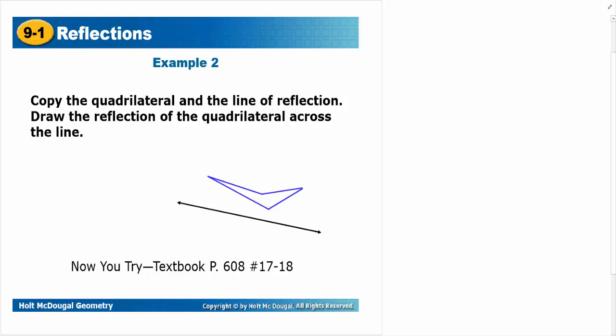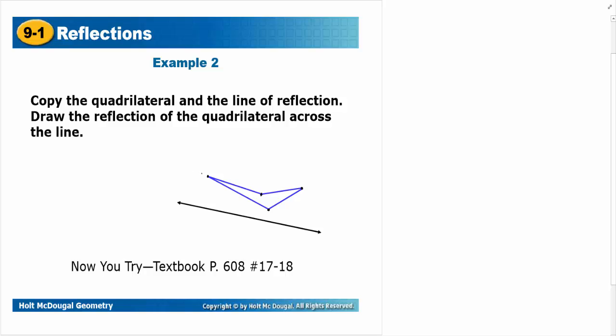All right, so example 2, we're going to copy the quadrilateral and the line of reflection. So we have the figure here, and draw the reflection of the quadrilateral across the line. So when you do this, it's nice if you have a straight edge and you can do everything perfect. I don't have that benefit here, but I'm going to try to show you as best I can how to do this figure. So first thing I'm going to want to do is label my vertices, and we're going to do that first. And again, I would recommend drawing this first. So if you need to pause this, I'd pause it before you get too far here.